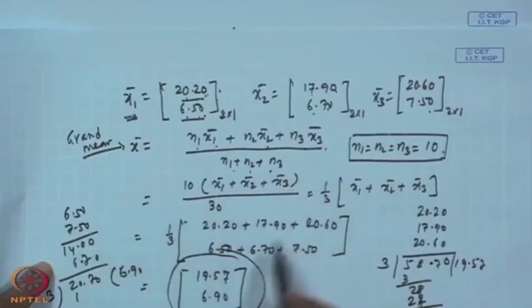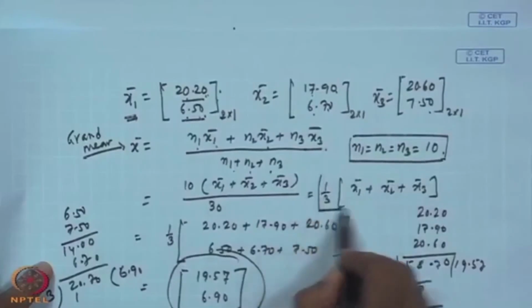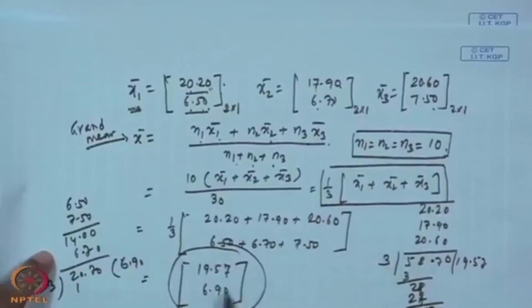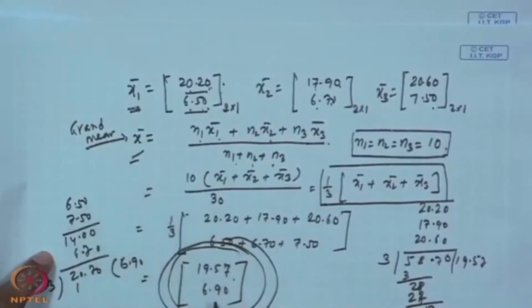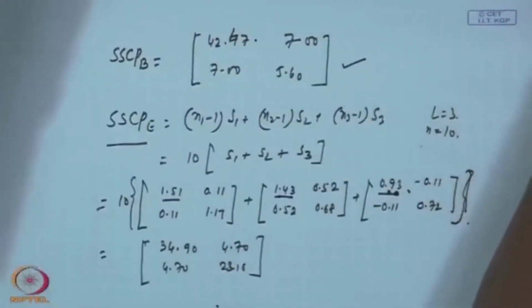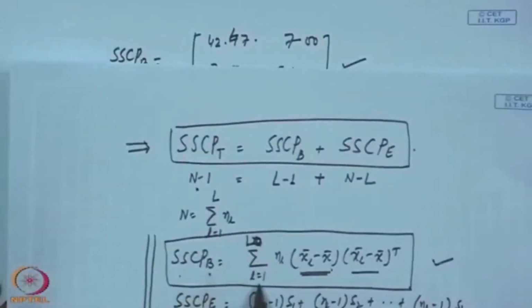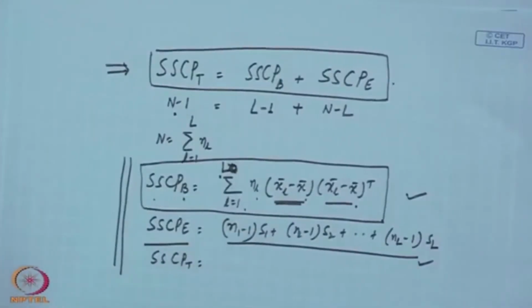So, finally, it goes to this one: x1 bar is 1 by 3 times the sum of the three mean vectors, and the resultant value is this. So, our grand mean is 19.57 and 6.90, and then we computed SSCP B using this formulation. SSCP B is the sum from L equal to 1 to capital L of NL into this, and SSCP E is this value.